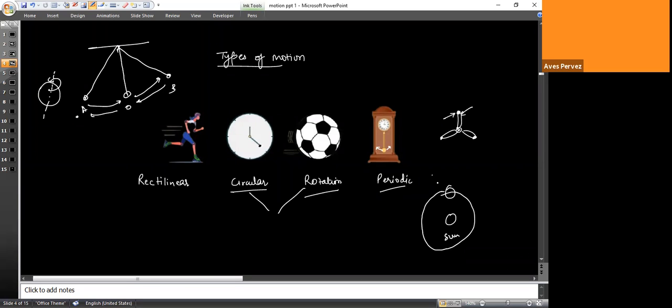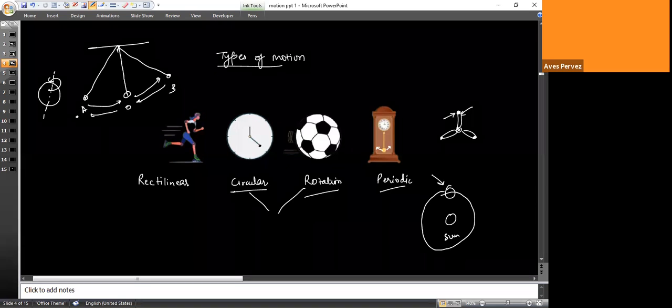So the earth rotates on its axis, and it revolves around the sun. So revolution and rotation are both types of motion. You can say circulation is also revolutionary motion.